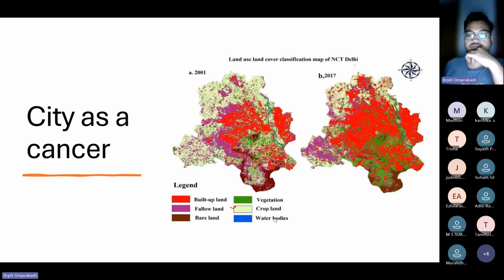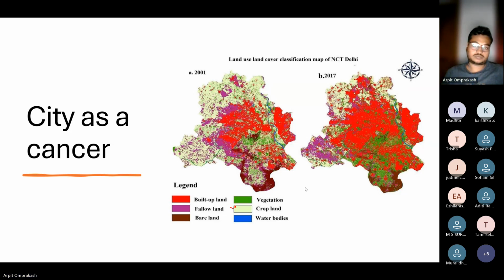Okay. So what people are saying is that the city is a cancer because it's growing and increasing the amount of built up area in these different areas, whereas it's eating up more into the natural vegetation, the bare lands, and other kinds of lands, croplands, and so on. These are getting destroyed because of the growth of the city, which is negatively affecting a lot of different things.